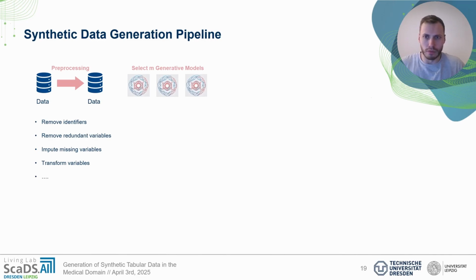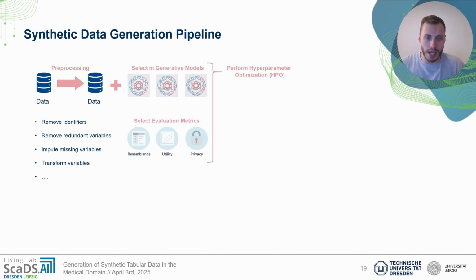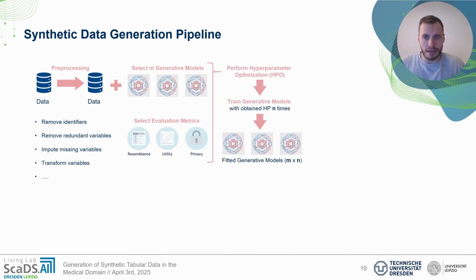Why would we not select just one? Because usually we do not know in advance which one is going to perform the best, and at least currently there is not a single one that beats all models for all use cases. Then we would also select our evaluation metrics. And we didn't speak about it, but actually all those generative models work better with optimal hyperparameters. So hyperparameter optimization makes sense. And then once we obtain those hyperparameters, we can train our generative models.